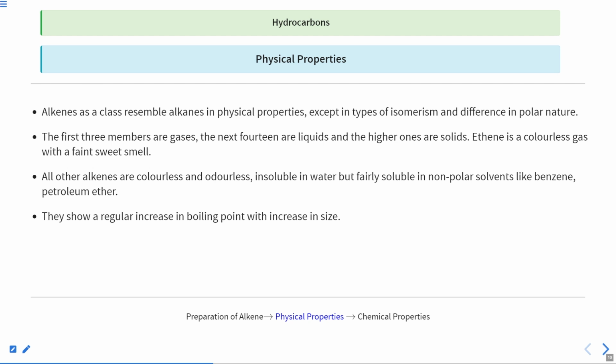Now a very important point: if you have several alkenes with the same molecular mass, then you will look at branching. The one with a greater extent of branching will have a lower boiling point, and the one with less branching will have a higher boiling point.